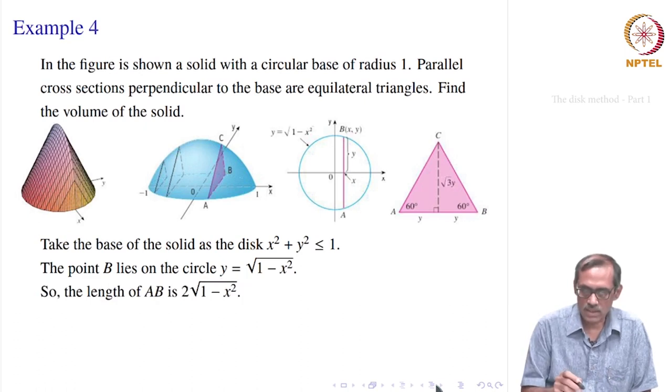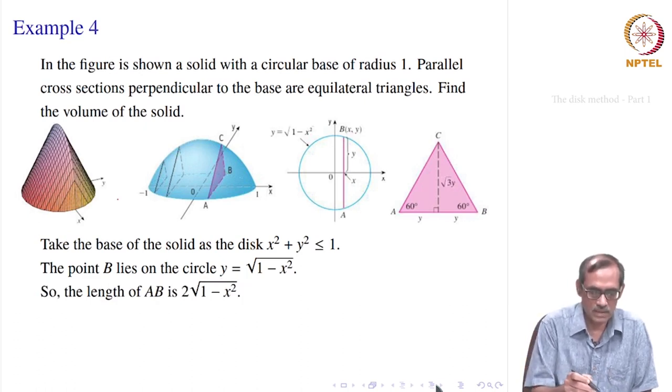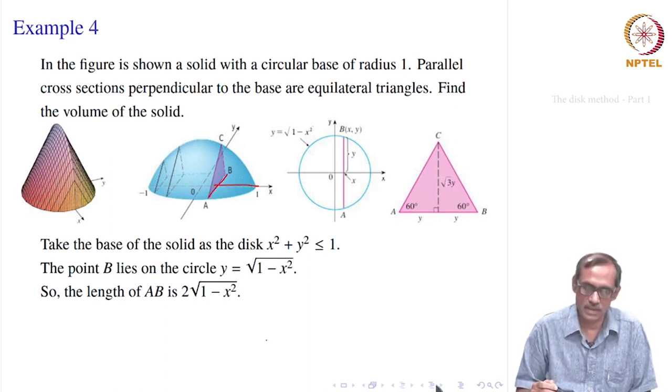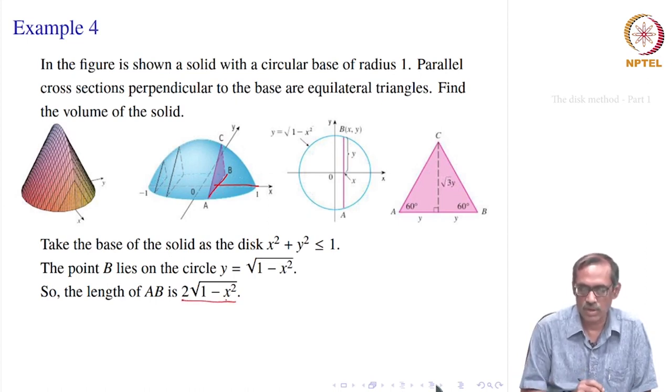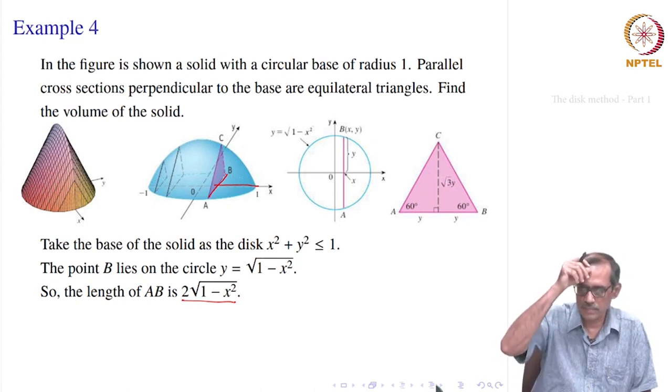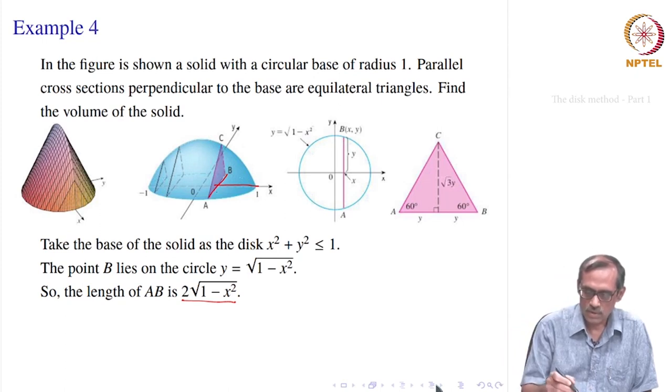Okay. So, the length of AB, we want to find the length of the side of that equilateral triangle. So, length of AB will be equal to twice of that because the x axis goes in the middle of it. So, that should be equal to twice of square root of 1 minus x square, that is AB. In fact, the side AB equal to BC equal to CA equal to 2 times square root of 1 minus x square. We need to find the area, right? This is the cross sectional area. So, we can use the slice method directly because the disk method is anyway coming from the slice method. So, let us see how it goes. Once the side of the triangle is 2 square root of 1 minus x square, we want to find its height.